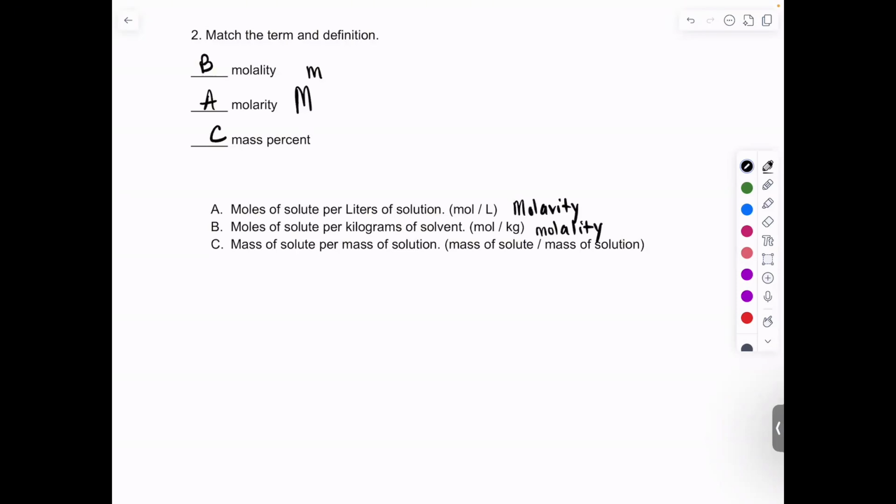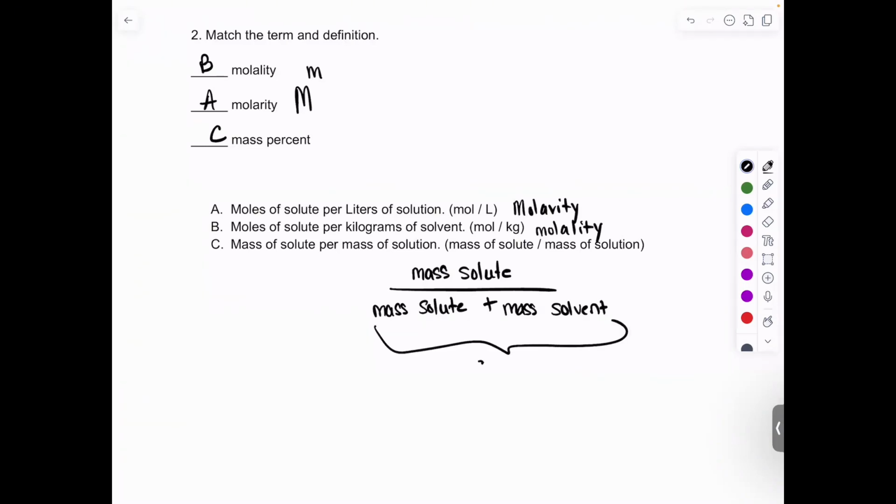Now remember, just a gentle reminder, that on top of this ratio we have the mass of solute, and the solution is actually solute and solvent put together. So watch for that wording in problems. This is the entire solution. Sometimes you'll have to figure out what either the solute or the solvent is in that particular question. All right, thanks for watching.